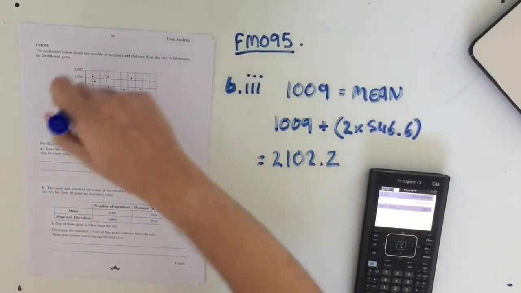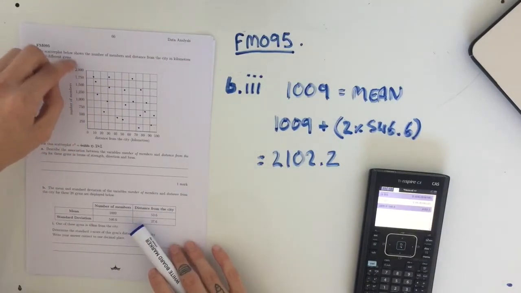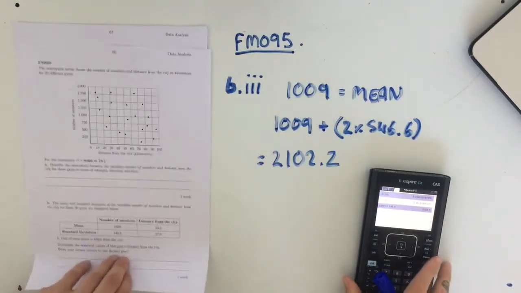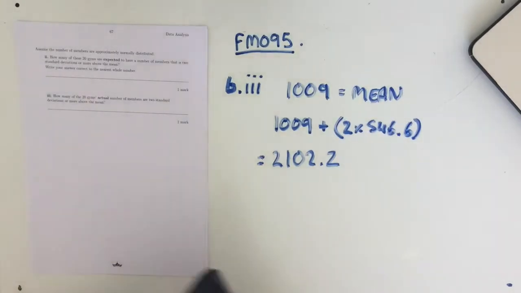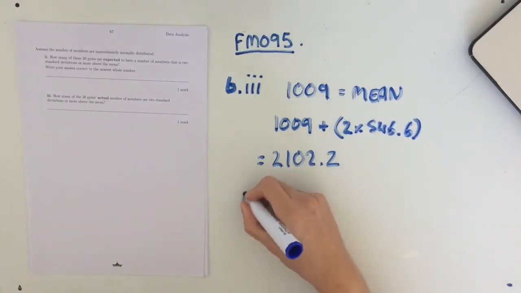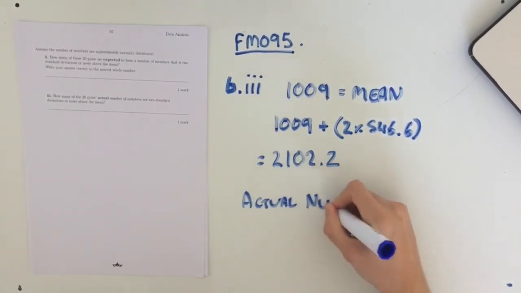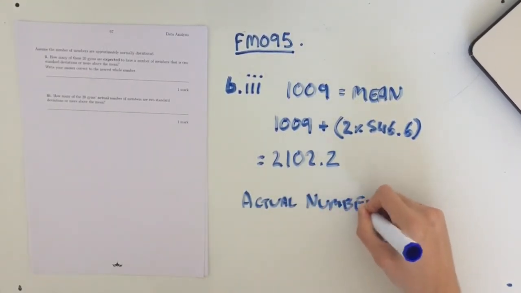We can see here on our graph that there are no values that even go beyond 2000. So how many of the 20 gyms' actual number of members are 2 standard deviations or more above the mean? Well, there aren't any. So the actual number is equal to 0.